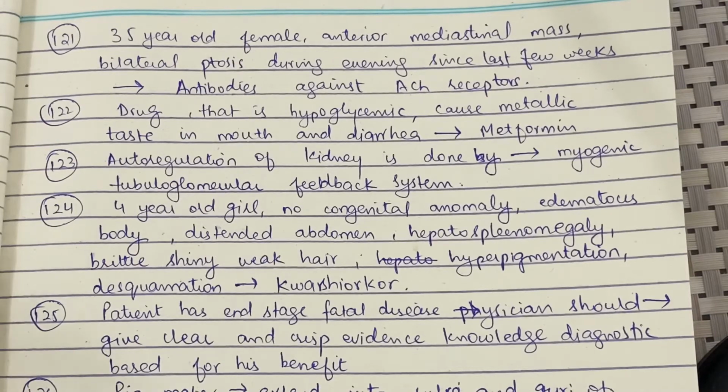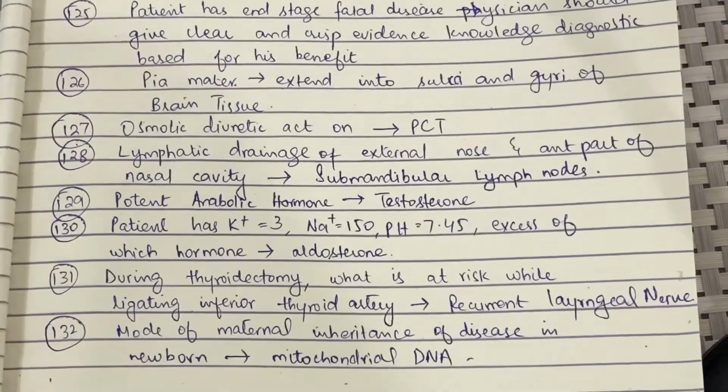4-year-old girl, no congenital anomaly, edematous body, distended abdomen, hepatosplenomegaly, brittle, shiny, weak hair, hyperpigmentation. The patient has kwashiorkor. Patient has end-stage fatal disease. Physician should give clear and crisp, evidence-based diagnostic knowledge for his benefit.